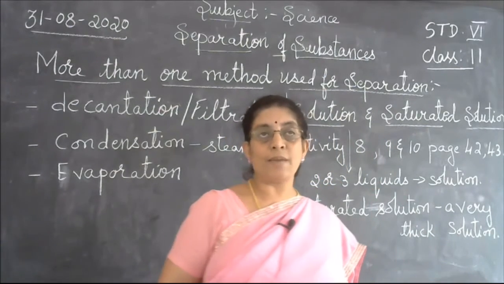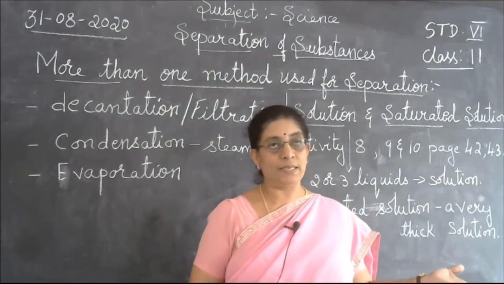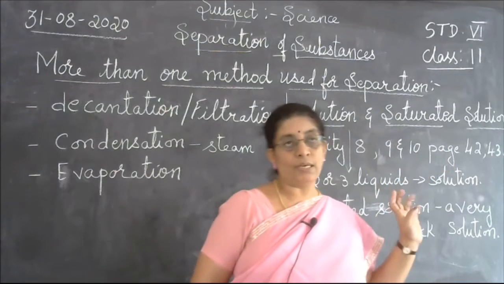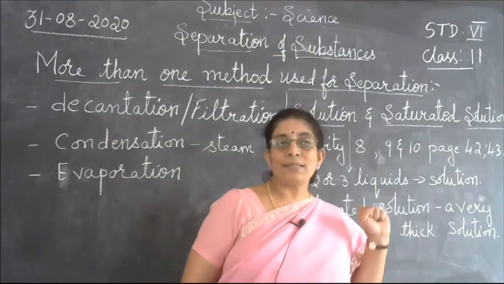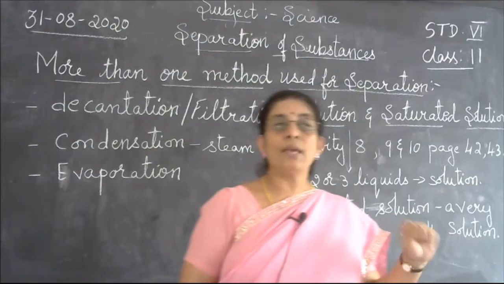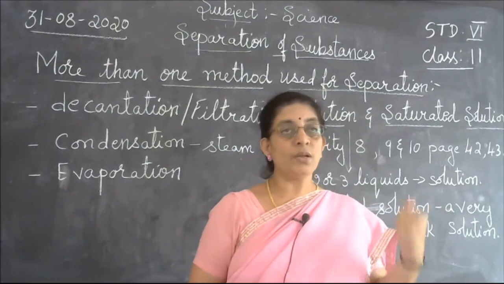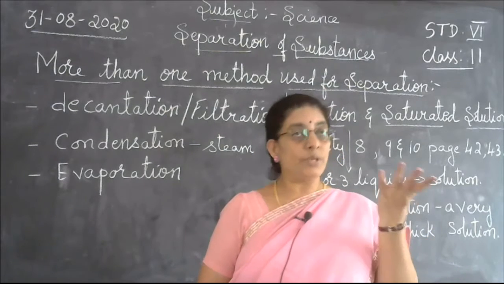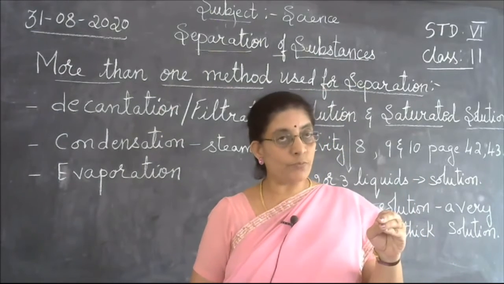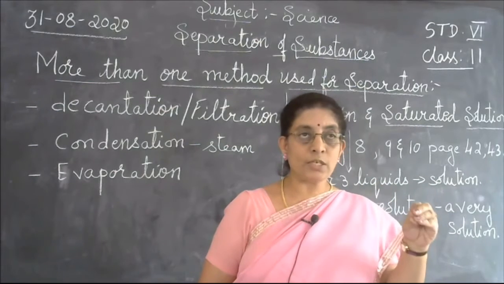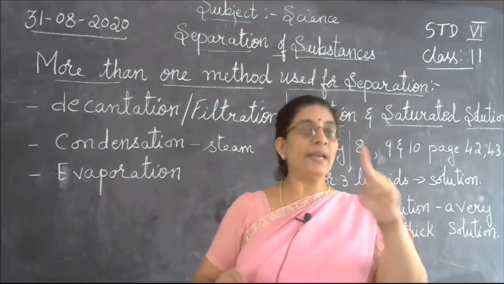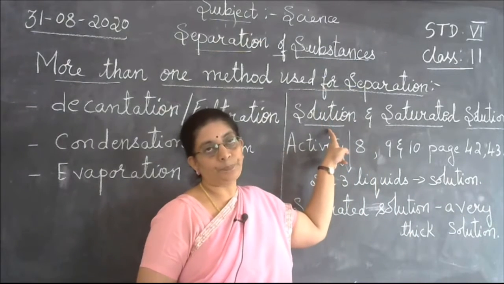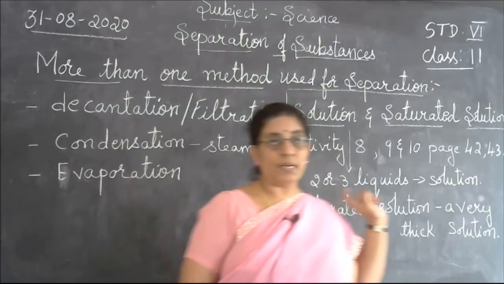So many methods can be used to separate the substances. And then next, you have the solution and saturated solution. What is the meaning of solution? Adding 2-3 liquids together, or a solid and a liquid. For example, if you take water and add a spoonful of salt or sand, mix it well, it combines with water and gives you one liquid that is called the solution.